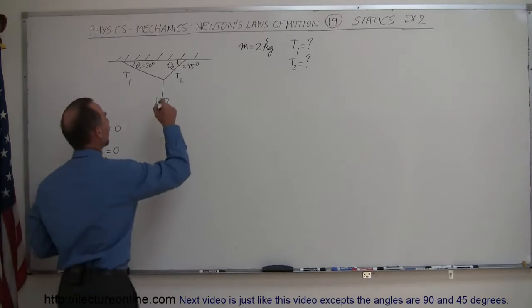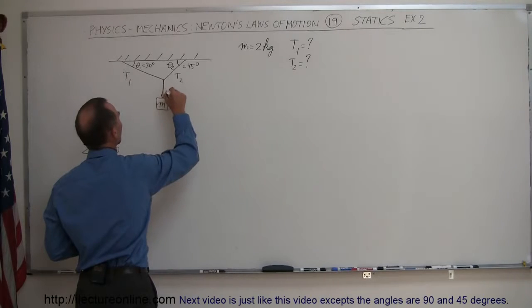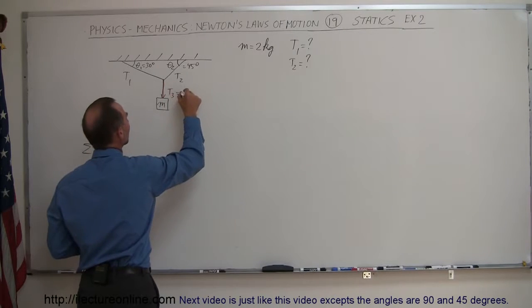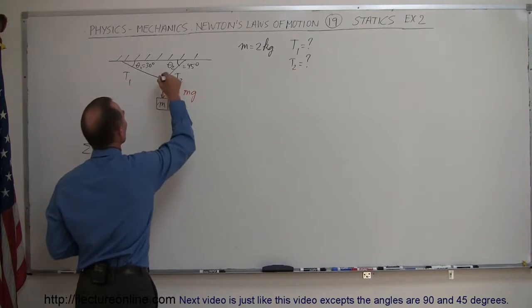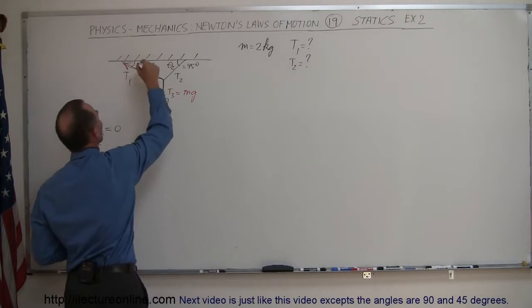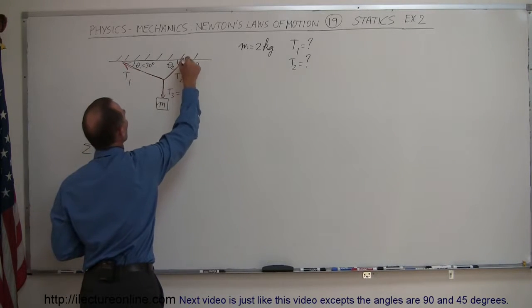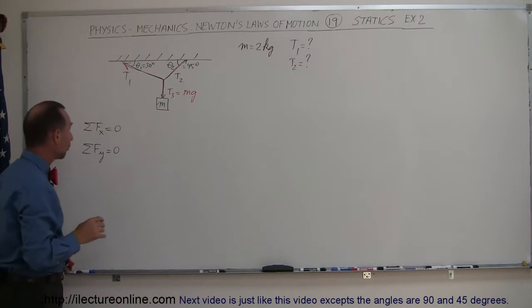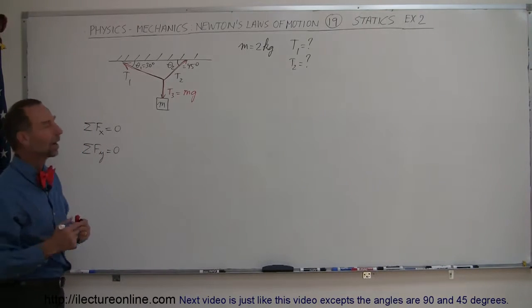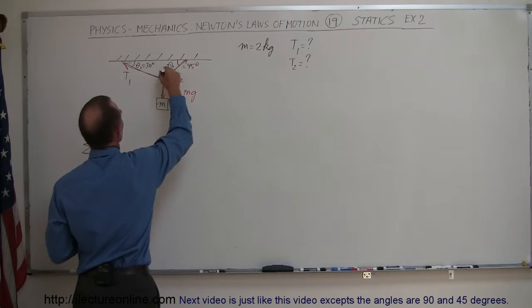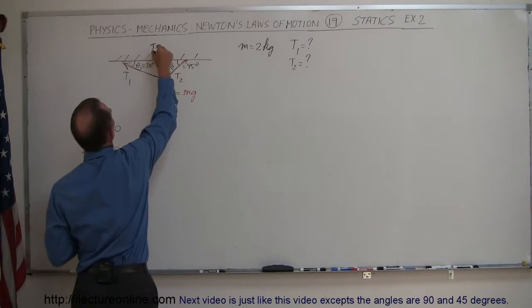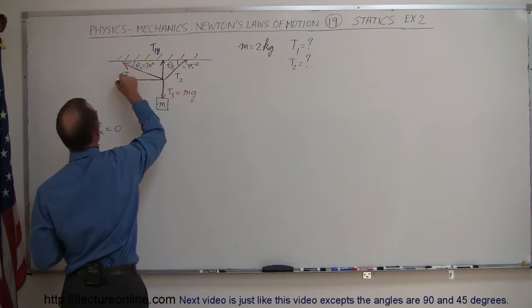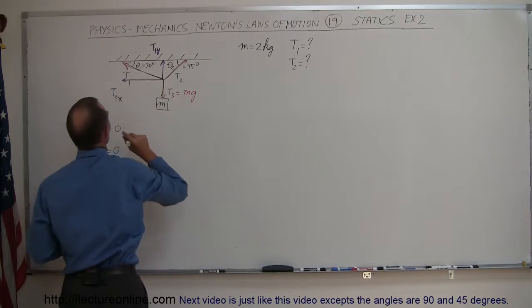So here we can see that we have, let's call it tension 3 acting downward, which is equal to the weight of this object. We have tension 1 pulling this way, and we have tension 2 pulling this way. So now what we're going to do is subdivide tension 1 and tension 2 into their x and y components. So you can see that this here would be tension 1 in the y direction, and this component here would be tension 1 in the x direction.